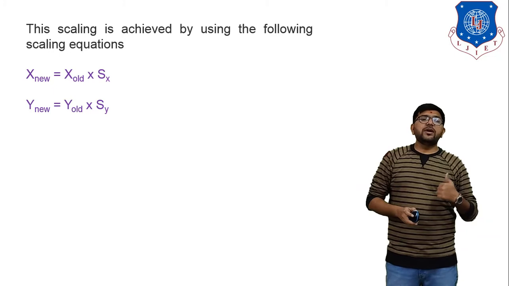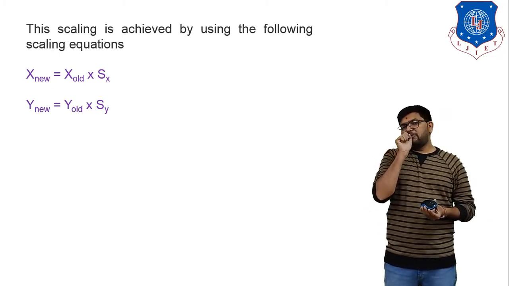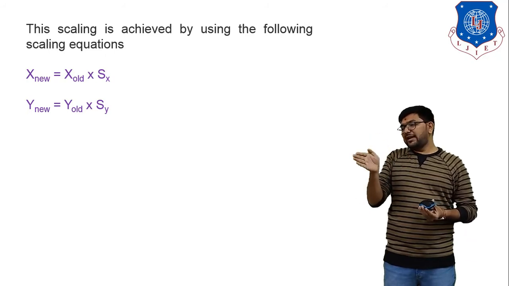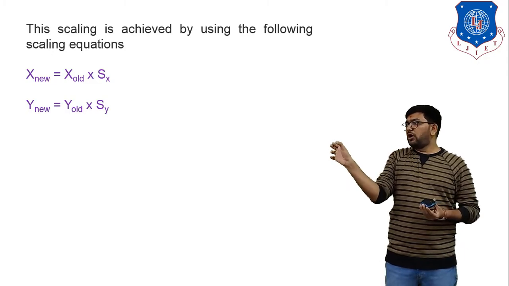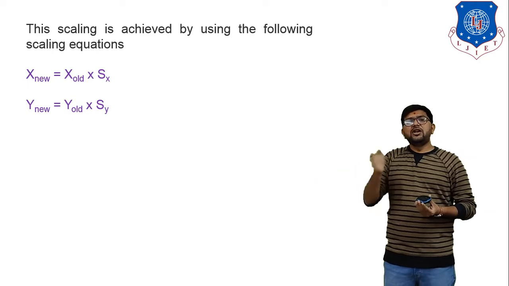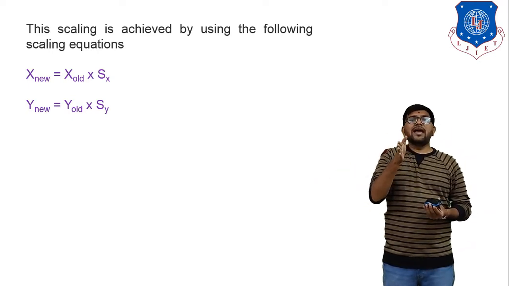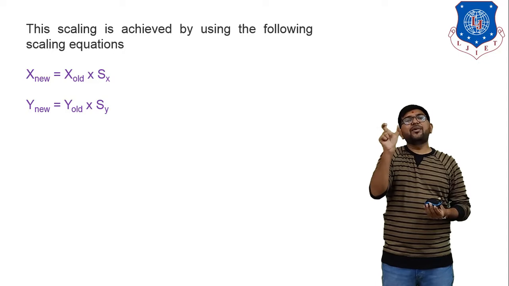This scaling is achieved by using the following scaling equation. Now in scaling you just have to remember that if you want to scale any object in the x direction, suppose you have one object and you want to enlarge it to double size in x direction, then you just multiply the x coordinate of that object with 2. Clear? So this is the simple scaling equation.